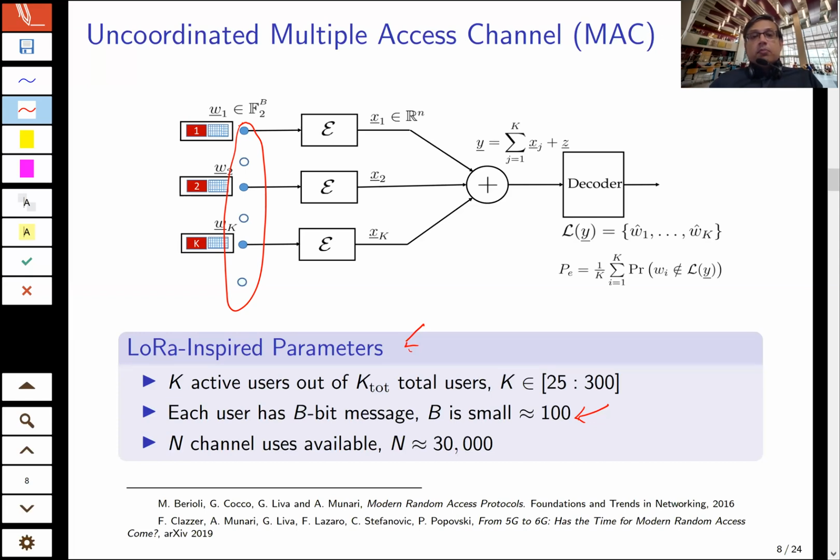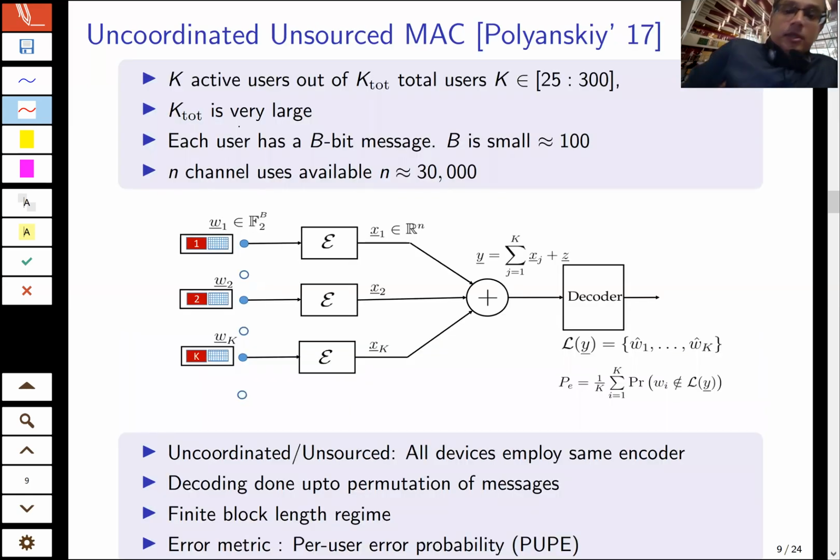Now, this model was actually studied by Polyanskiy. Yuri Polyanskiy studied this model, and he formulated the problem as follows. He said, okay, we have a very large number of users, out of which a small subset of them are active. And we have a finite number of bits and a finite number of channel uses. Can we say something about what kind of error probabilities are achievable?